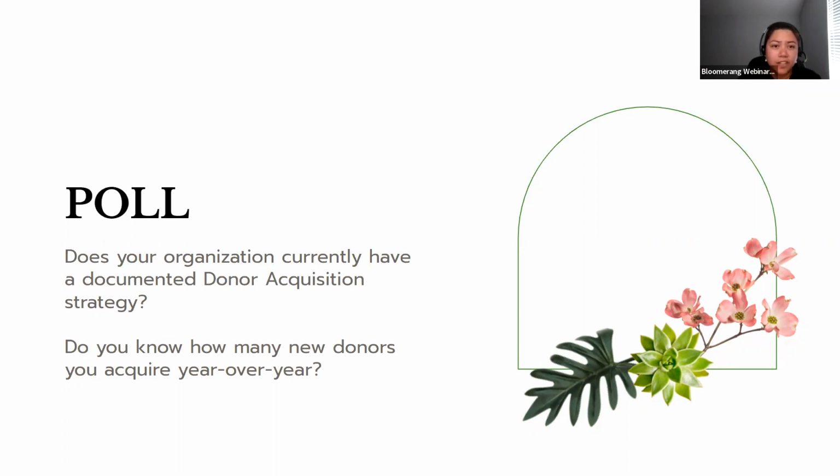Wonderful. It looks like 10% of you have a well-documented strategy. 20% have a strategy, but it's not well documented. 19% are working on building one. 26% don't have one yet, but are planning on it. 24% of you don't have a documented strategy yet, and you're not sure when you're going to get to it. And it looks like 33% of you have already been tracking your donor acquisition rate for at least 3 years. 16% have just started tracking it, and 51% haven't started tracking it yet.